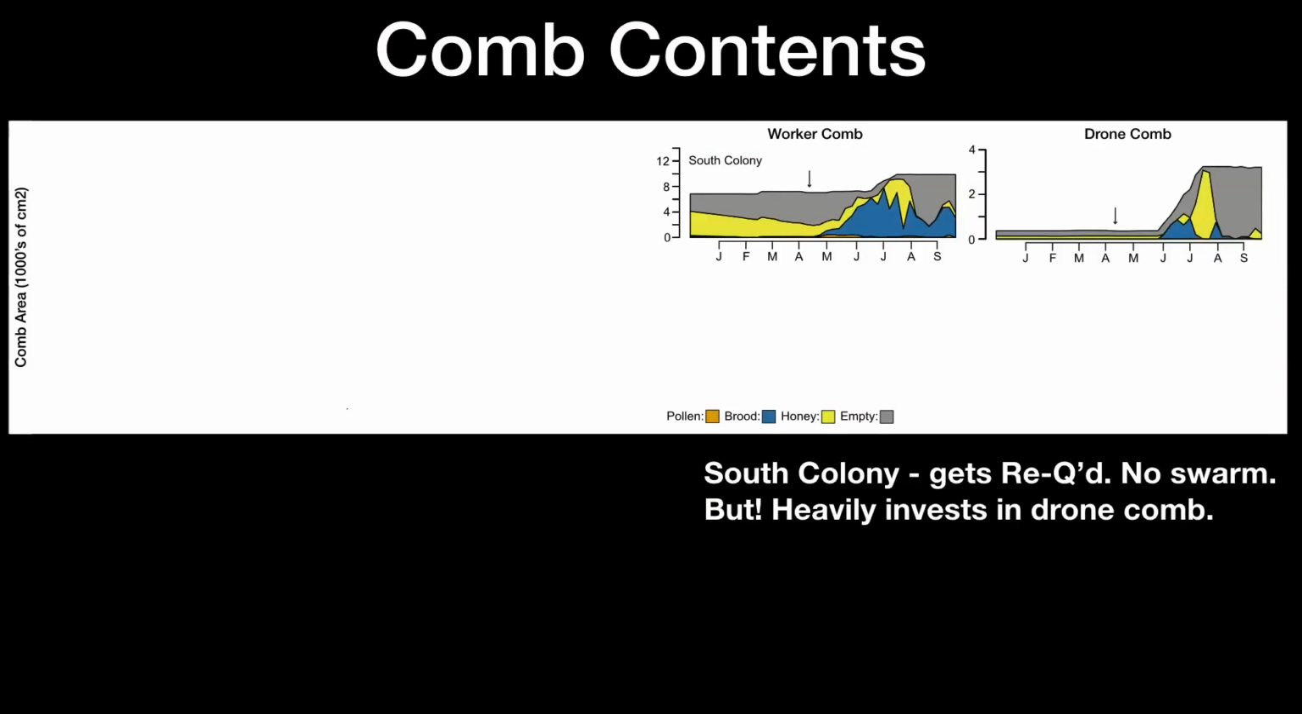This is our colony that we had to requeen. And so you can see that this colony really invests in a lot of brood. I mean, they really make a lot of brood, but they never swarm. And they do invest. So this is the drone comb that they had in that first year. And they really went bonkers. I mean, they built a ton more drone comb. And they did use it for the drone brood. So the queens were laying drone brood. And you can see they actually have the two little blips. They're making a round of drones. They're having a break, and they're having a second round of drones.